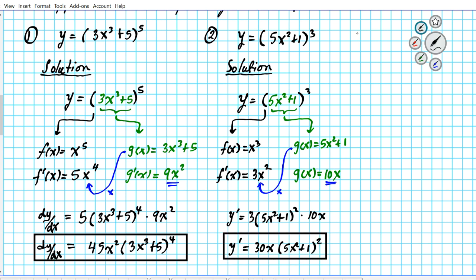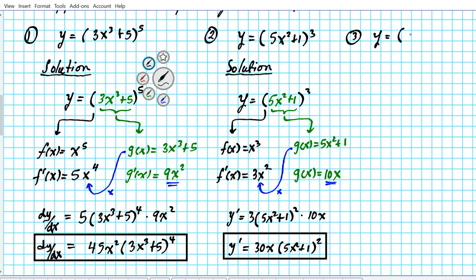All right, let's take a look at 3. What if we have a rational exponent? Let's say we have y equals 3 minus 4x to the 5th, raised to the 1/3 power. All right, let's go ahead and do this. We're going to follow exactly the same procedure as we did in problems 1 and 2. So let's write it down. y is equal to 3 minus 4x to the 5th, raised to the 1/3.